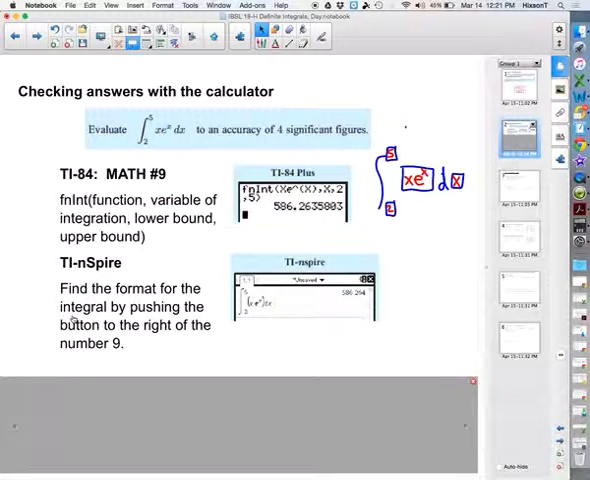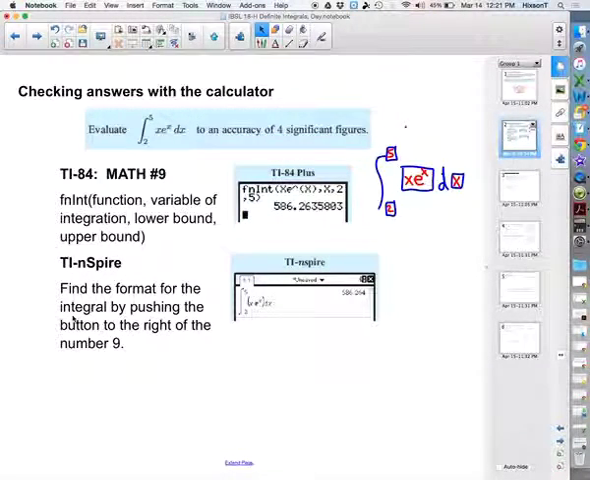Now, for the Nspire, it's actually a little easier. There's a button to the right of the number 9, and that brings up a number of different templates.